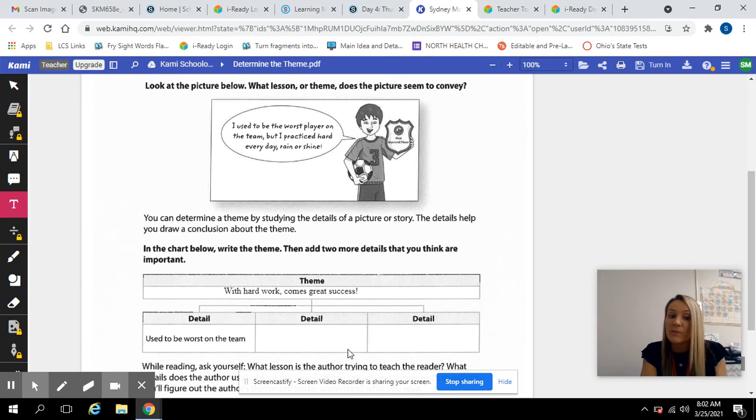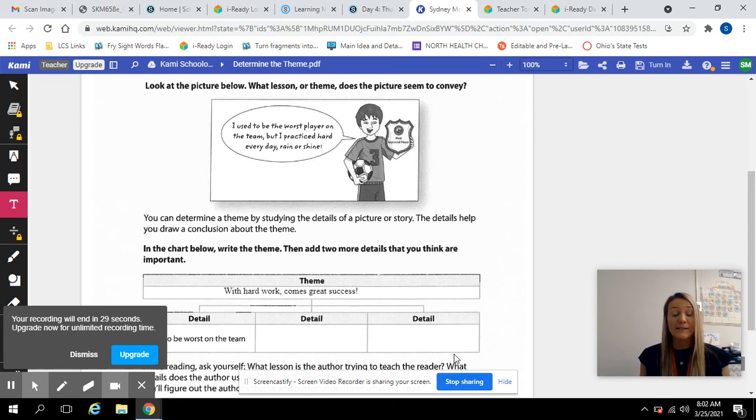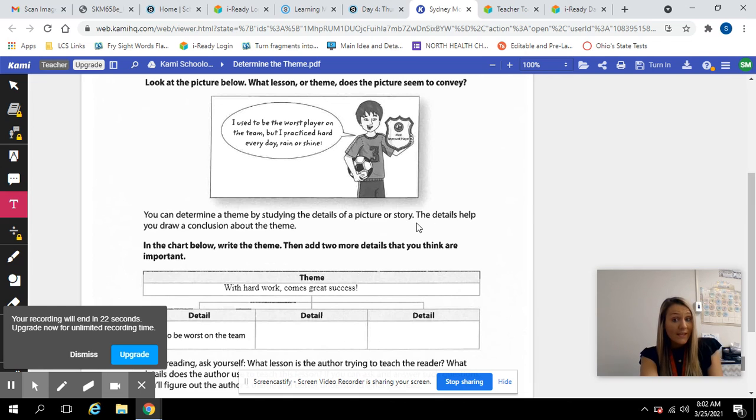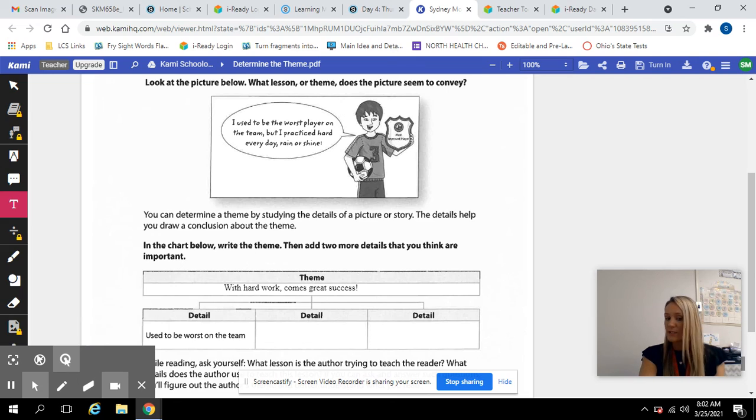So another detail could be he practiced really hard every day. And then another detail could be he practiced even when it was raining or sunny outside. Okay, so those are details for the story. You could also say that he has a most improved plaque. That proves to me that he worked really hard to get where he's at. So those are types of details you could put into your box. If you have any questions, reach out and I will get to you as soon as I can.